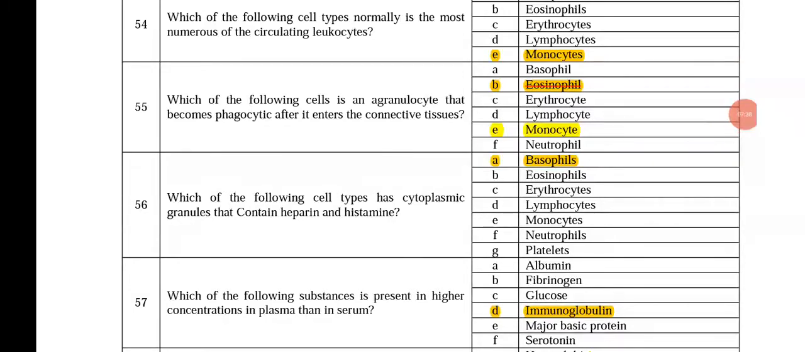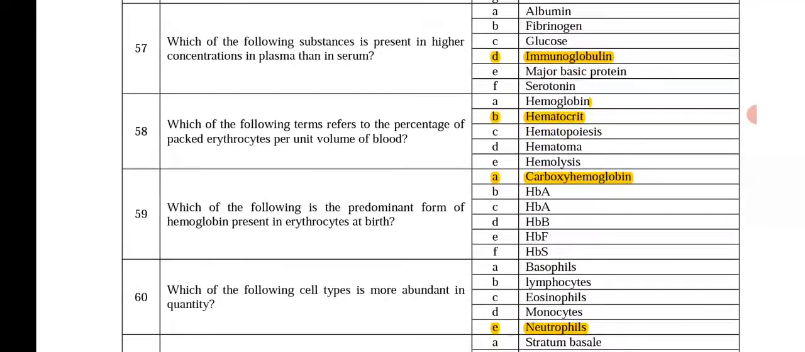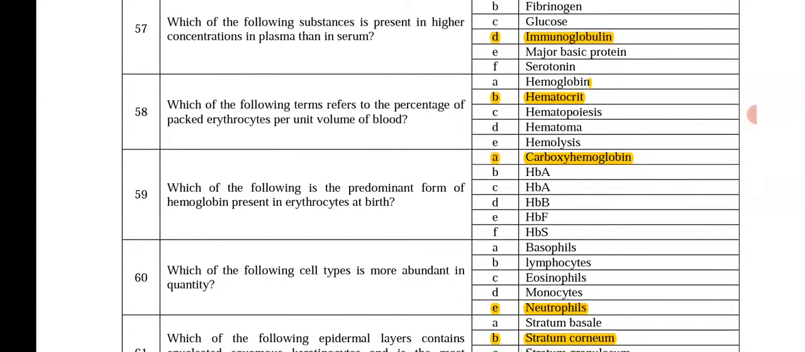Which of the following cells is a granulocyte that becomes phagocyte after it enters the connective tissue? Monocyte. Which of the following cell types have cytoplasmic granules that contain heparin and histamine? Basophils. Which of the following substance is present in higher concentration in plasma than in serum? Immunoglobulin. Which of the following term refers to the percentage of packed erythrocytes per volume of blood?